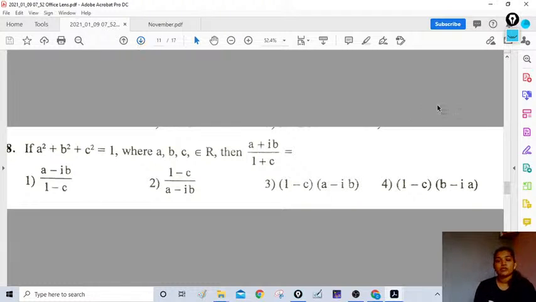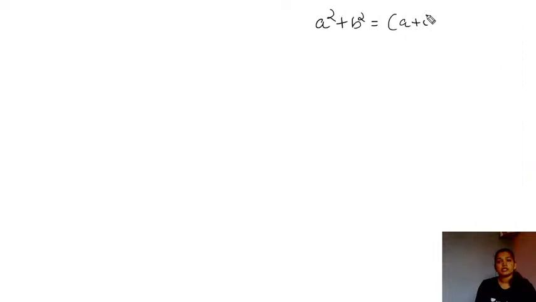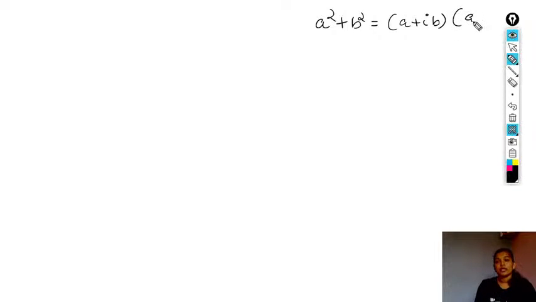So as we have discussed earlier, students, whenever you have complex numbers, you can take a square plus b square. This can be expressed as a plus iota b into a minus iota b. Given to us, we have the equation a square plus b square plus c square.